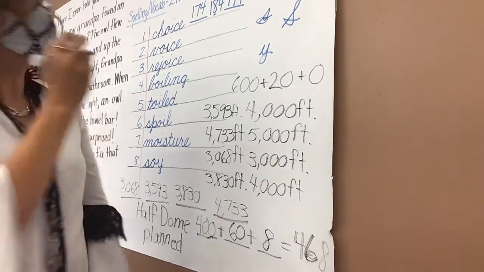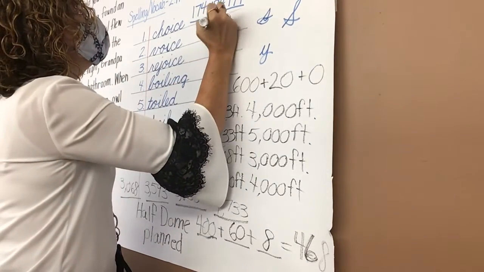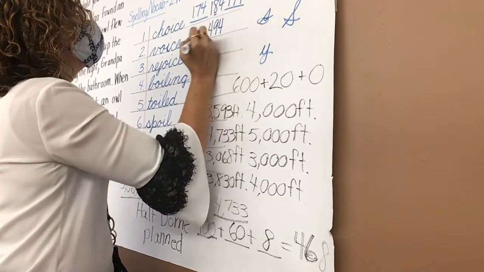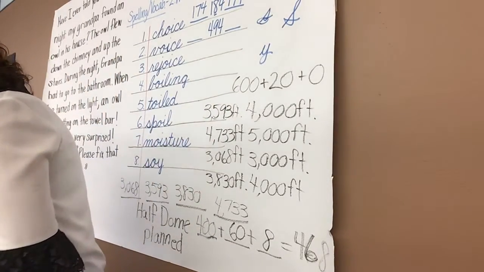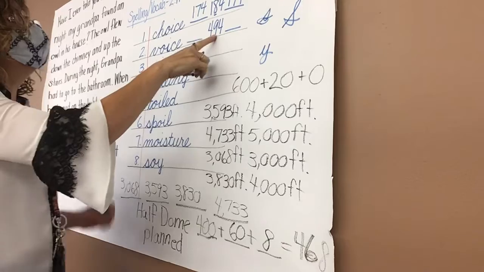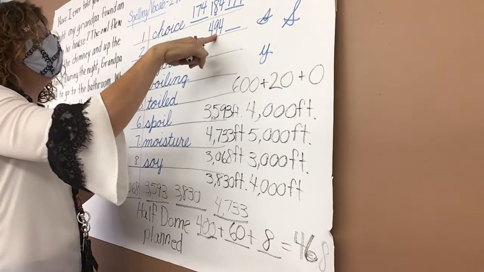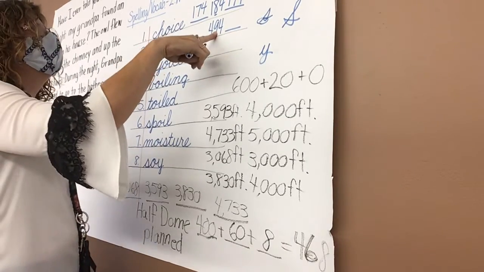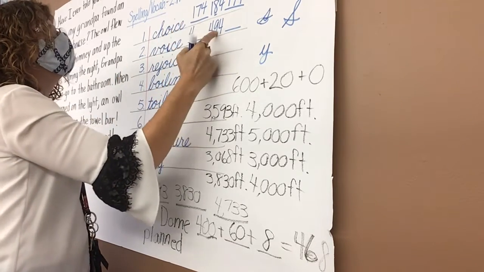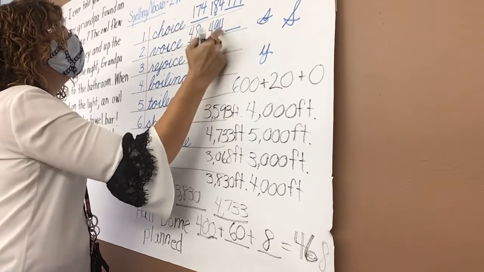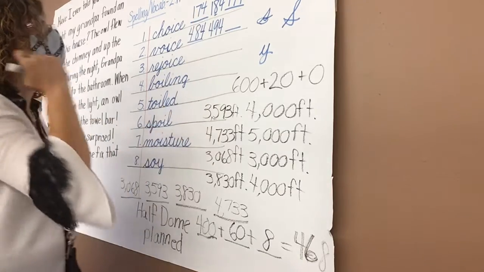All right, and then we have 494. Now this one's a little bit tricky. Not 10 less, that's not tricky. So we have 9. What's less than the 9? 8. So you're going to keep the hundreds. The 9 becomes an 8, and you're going to keep the ones.